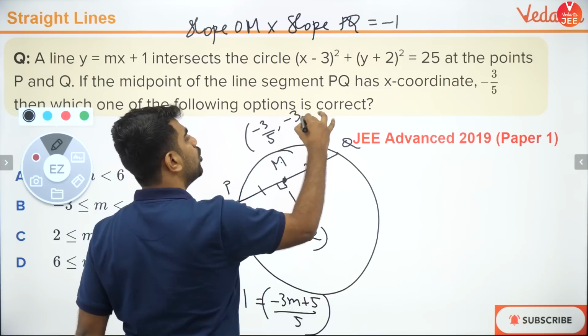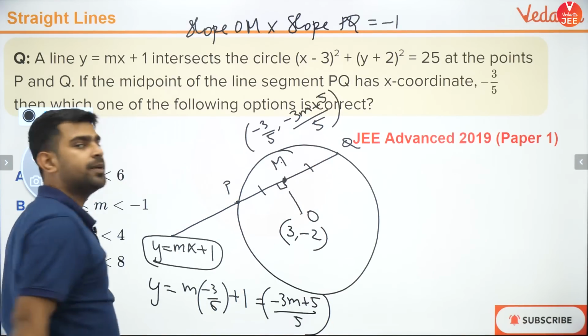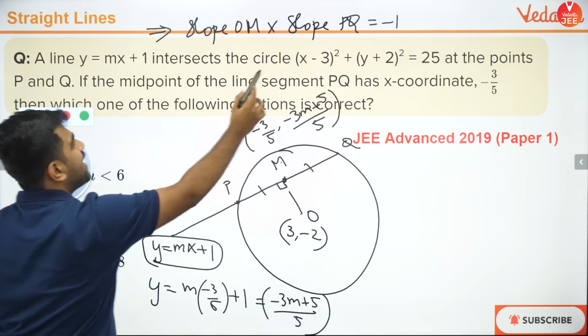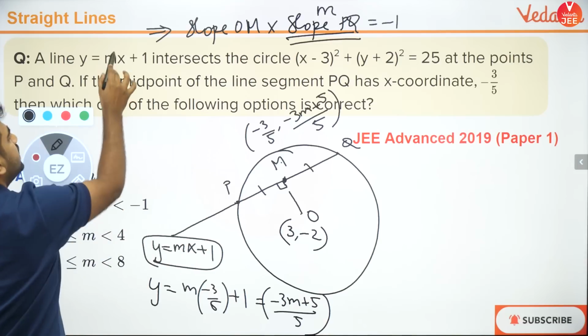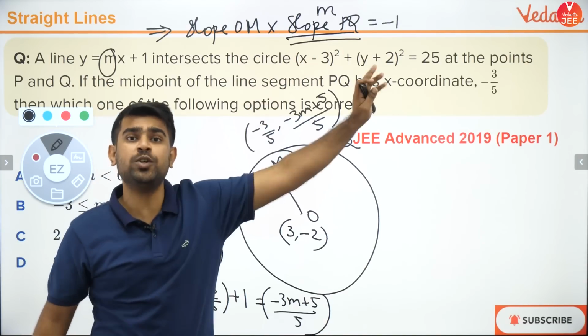Why do I have to go through so much effort to just figure out the y coordinate? Because, guys, in order to use this condition, I know the slope of PQ. What is the slope of PQ? It is m. That's it. This line has a slope of m. So the slope of PQ is very easy to find.